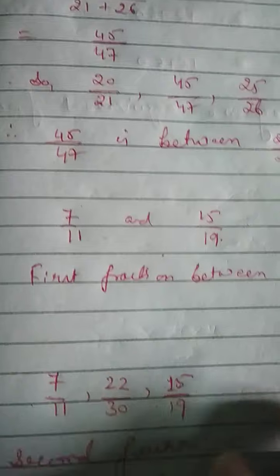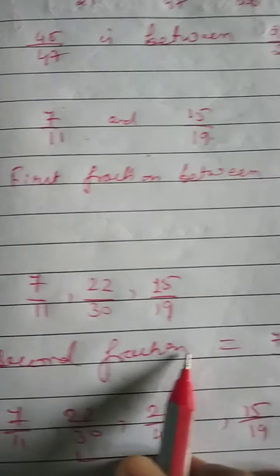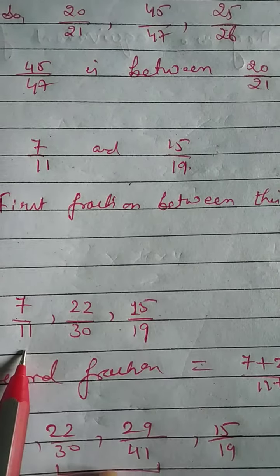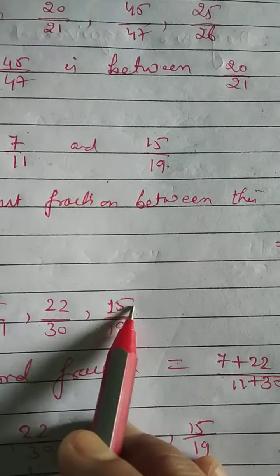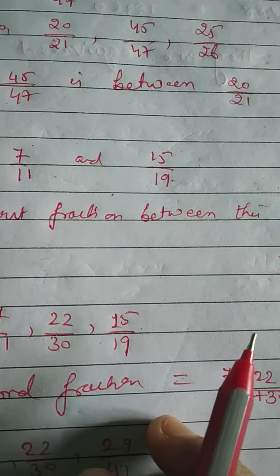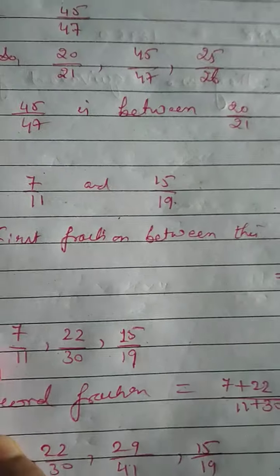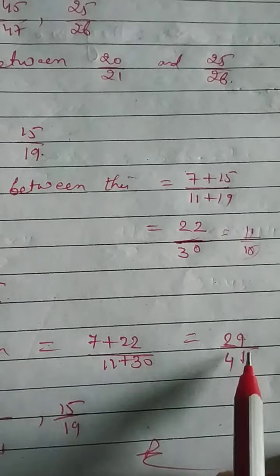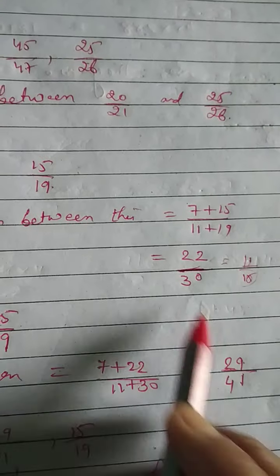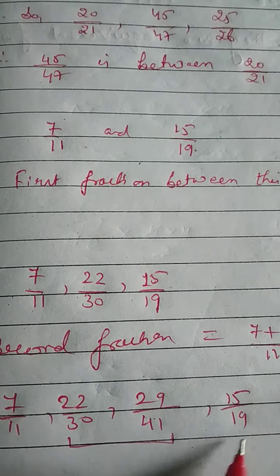Now you have to find one more fraction. So for the second fraction, it is equal to this plus this divided by this plus this. You can do this also, or you can do this plus this divided by this plus this. Okay, you can take any one. So I am going to add this 2 and this 2. So this plus this by this, numerator to numerator, denominator to denominator. And we have got 29 by 14, another fraction. So this and this are the two different fractions which are between 7 by 11 and 15 by 19.